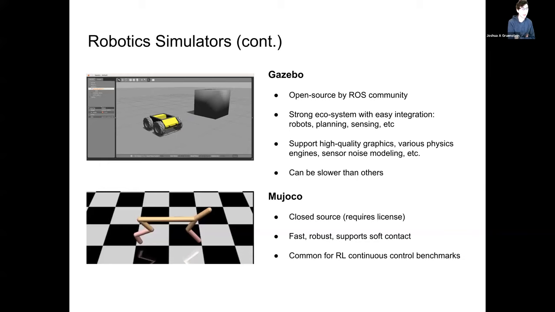And finally, MuJoCo. MuJoCo is what OpenAI Gym uses in its continuous control tasks, or some of them. And it's pretty fast and robust, but it's closed source and requires a license. Notably, if you're part of EI in CSL, you can get a license. We have one, but it's still maybe less common for new robots because of that. New benchmarks.